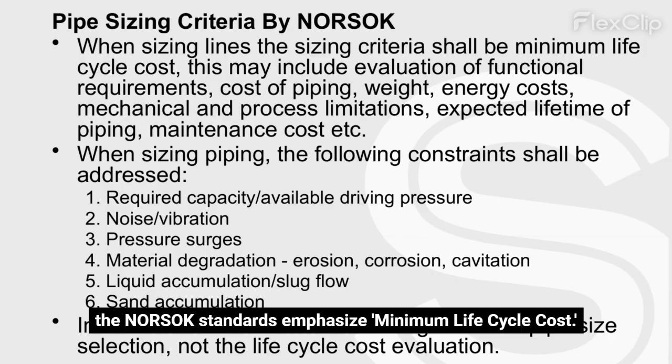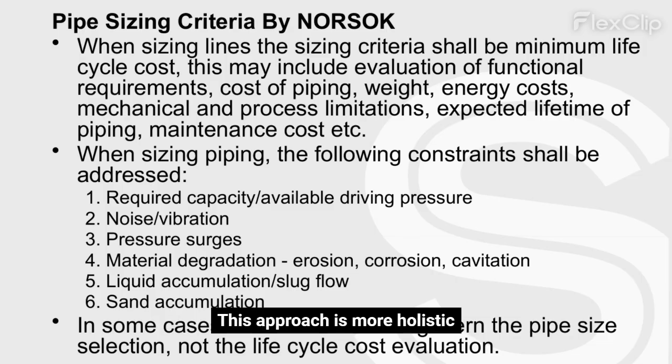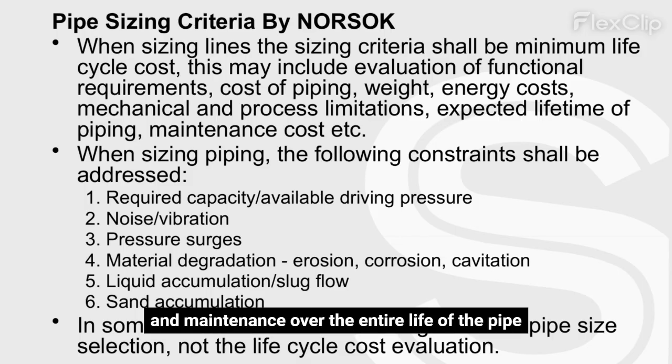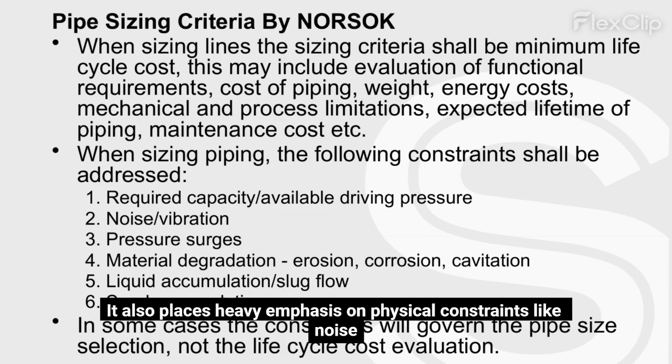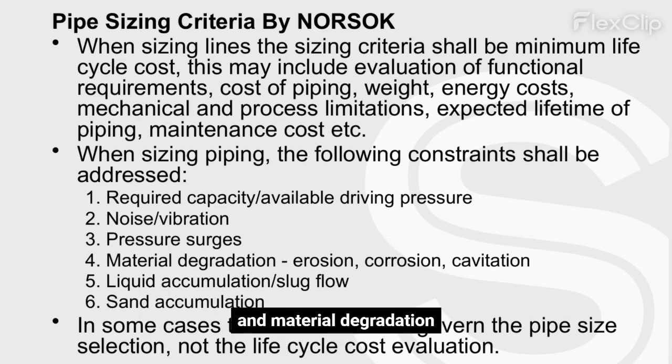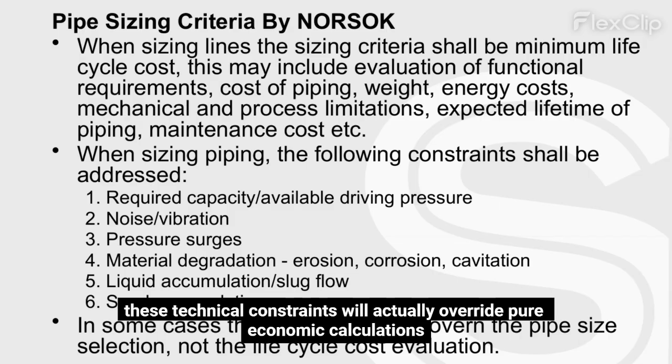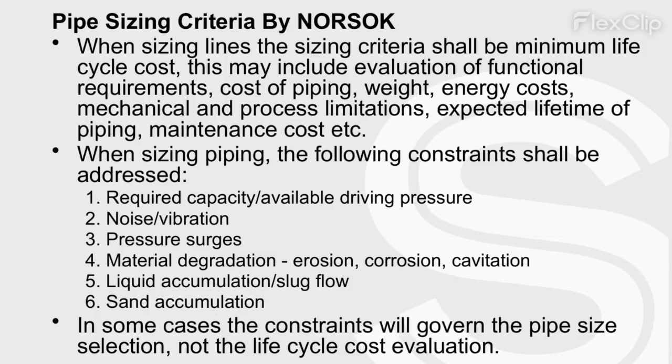Alternatively, the NORSOK standards emphasize minimum life cycle cost. This approach is more holistic, looking at weight, energy, and maintenance over the entire life of the pipe. It also places heavy emphasis on physical constraints like noise, vibration, and material degradation. In many real-world scenarios, these technical constraints will actually override pure economic calculations.